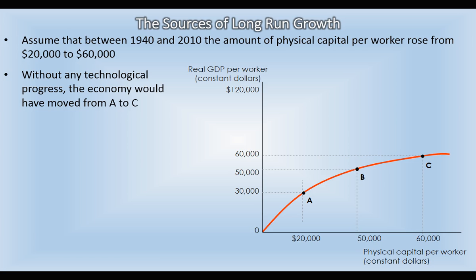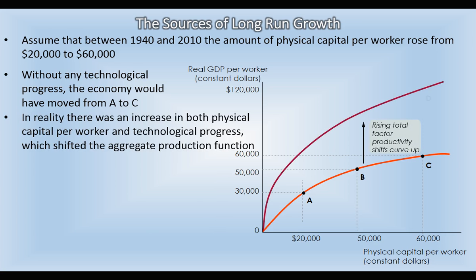Remember, we're holding human capital changes constant, so we're not even thinking about that. We're just looking at the effects of changes in physical capital and the effects of changes in technology on labor productivity. We're trying to disentangle the effects of both of them. In reality, though, there was an increase in both physical capital per worker and technological progress, which shifted the aggregate production function. The fact that the aggregate production function shifted is a result of something other than an increase in physical capital, because that would only cause a movement along the aggregate production function.